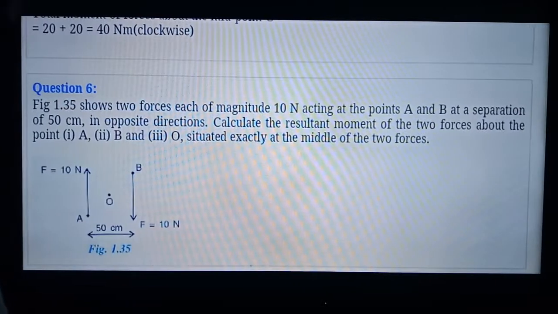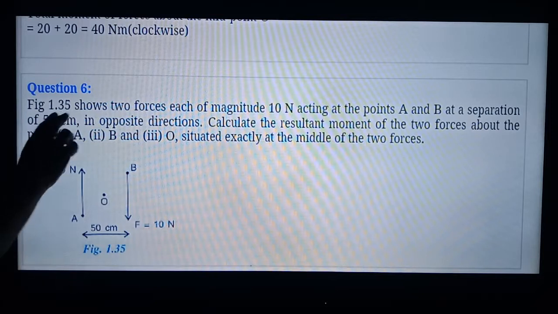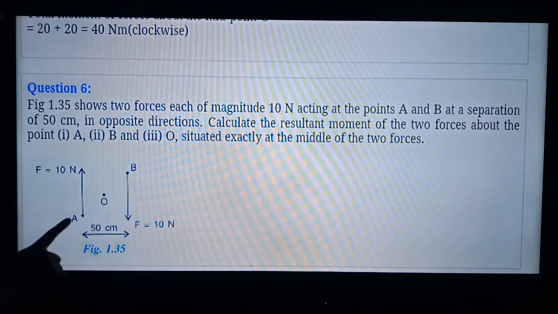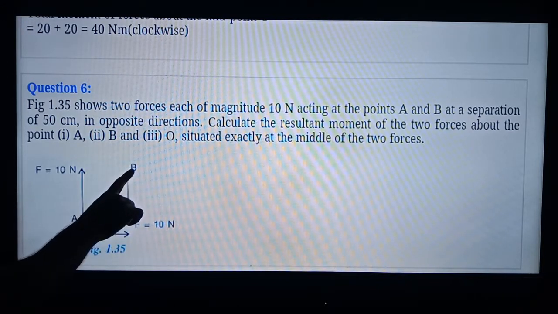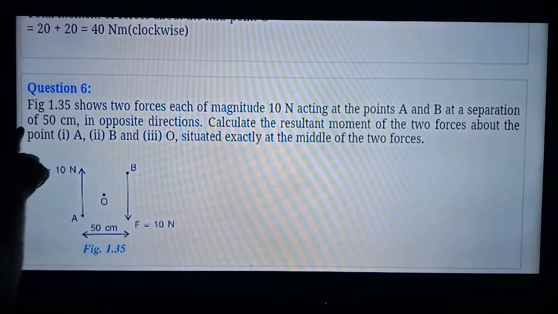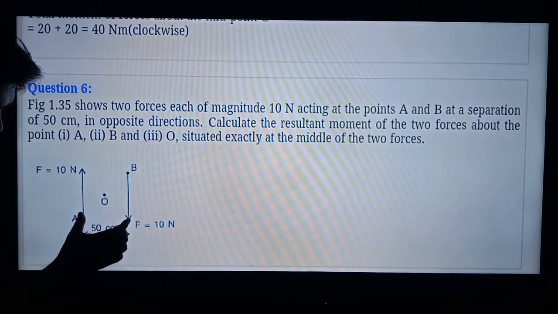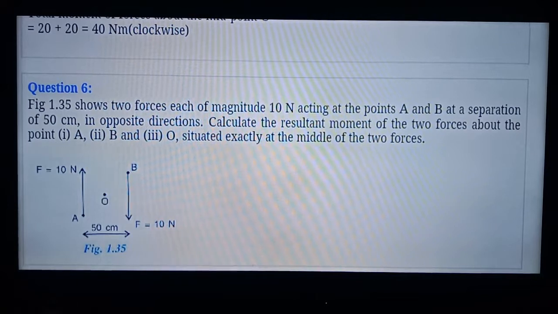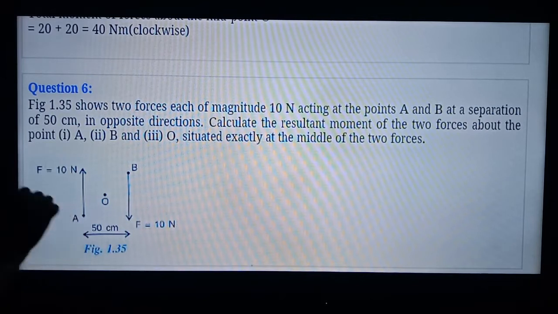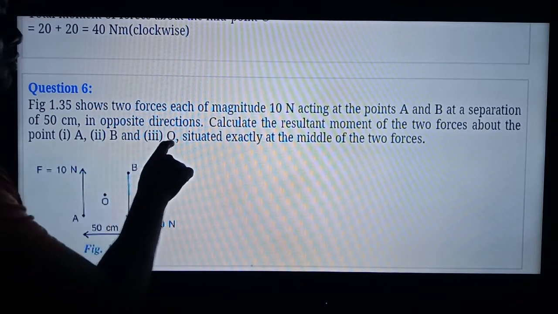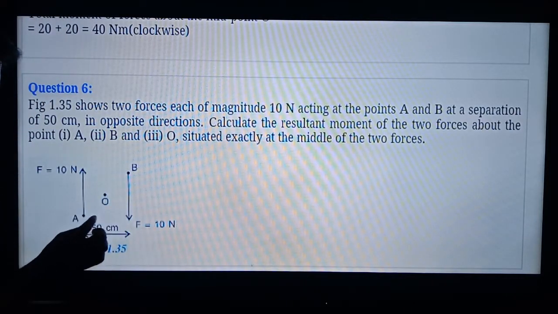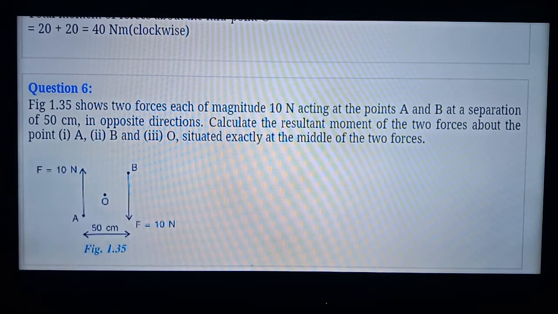Now the question number 6. In this figure 1.35, this is a diagram shown. Two forces each of magnitude 10 Newton. A force acting at A, that is of 10 Newton, a force acting on B, that is also 10 Newton, acting on the points A and B at the separation of 50 centimeter. The total distance between these two lines of action is 50 centimeter, in opposite direction. Calculate the resultant moment of two forces about the point A, about the point B and about the point O situated exactly at the midpoint. Means the distance will be half of this. If it is 50 centimeter, that is 25 centimeter, that is 25 centimeter.